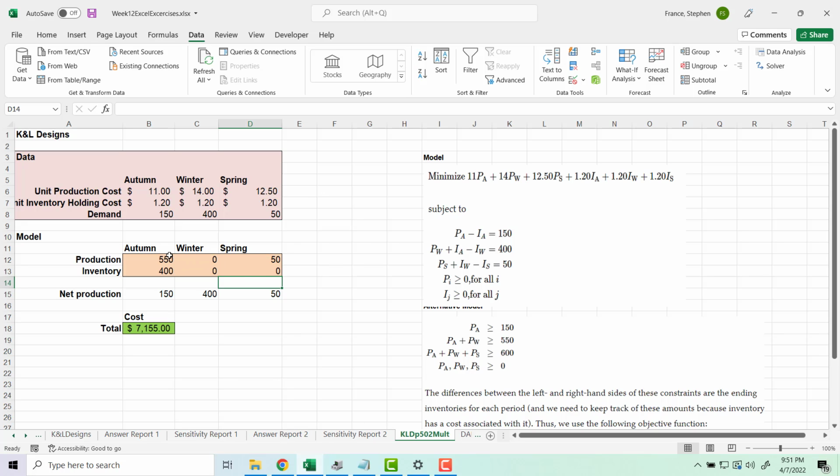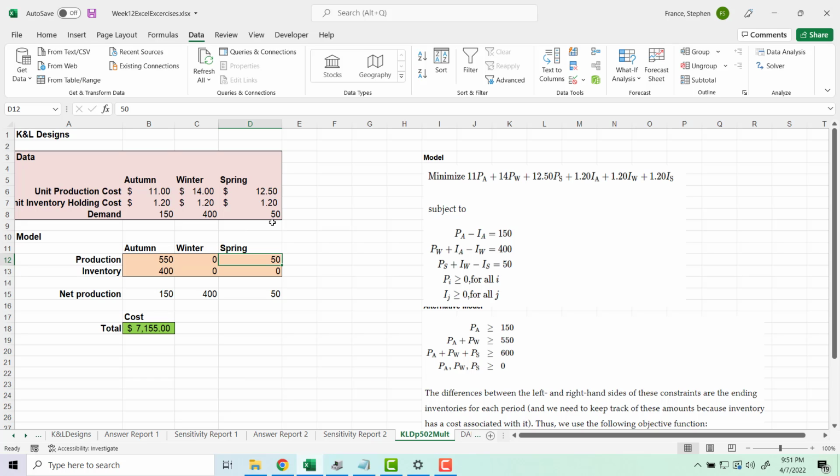We've got basically 550 in the autumn. So we've produced a lot in the autumn as it's cheap to produce here. And we've held over the 400 for the winter. But in the winter, notice we've not produced anything. We've not produced anything excess because we might as well wait until the spring when it's cheaper to produce the remaining 50 for the spring. It doesn't make sense to hold it over further.